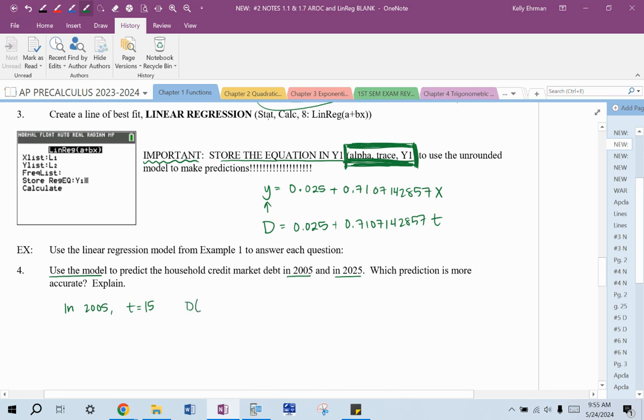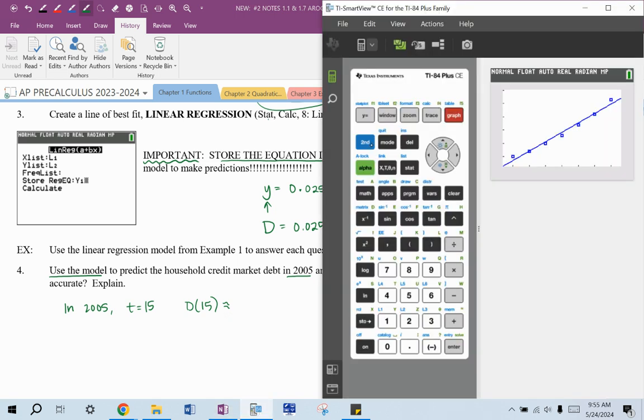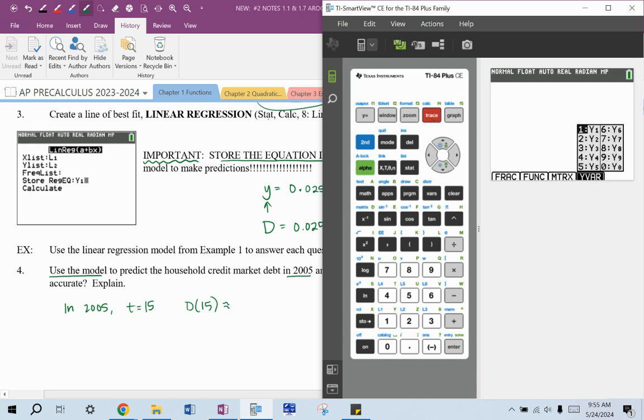So D of 15 is approximately equal to, that would just be you plugging 15 into this. Now, you can type out all these decimals if you want to, or again, this is a super important skill that we'll use all year. Quit to the home screen. You can just press clear to get back to the home screen, or second mode. Your calculator can do function notation. D of 15. Now ours is y of 15. So go back to alpha trace, y1 of 15, and press enter.